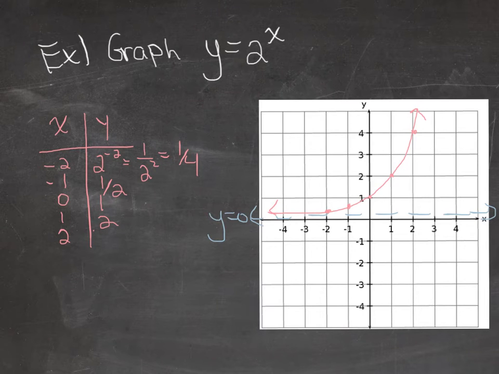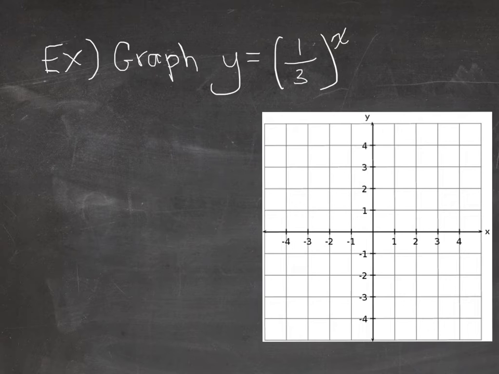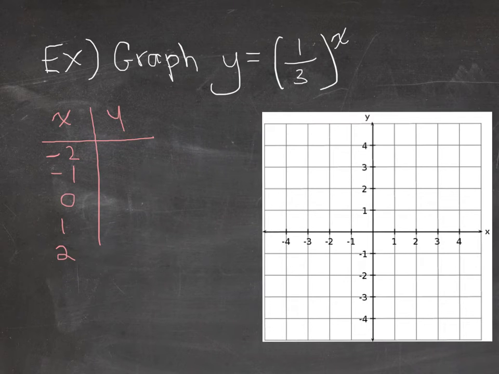So let's see now what happens when our base is a fraction rather than a whole number. Say I have something like y equals 1/3 to the x. Again, let's make a table of values so we can see what's happening. I'll go from -2 to 2 again. When x is -2, I'll have 1/3 to the -2, and again that flips the base, so I'll have 3 squared, which is 9. When x is -1, I'll have 3 to the 1, which is just 3.